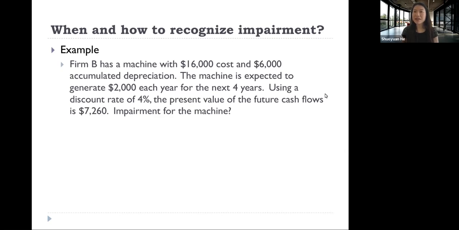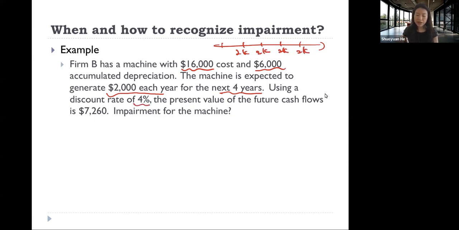Now let's look at an example of PP&E impairment. Firm B has a machine with 16,000 cost and 6,000 accumulated depreciation. The machine is expected to generate 2,000 each year for the next 4 years. So we have 1, 2, 3, 4, 2,000 each year. That is the expected future cash flow.